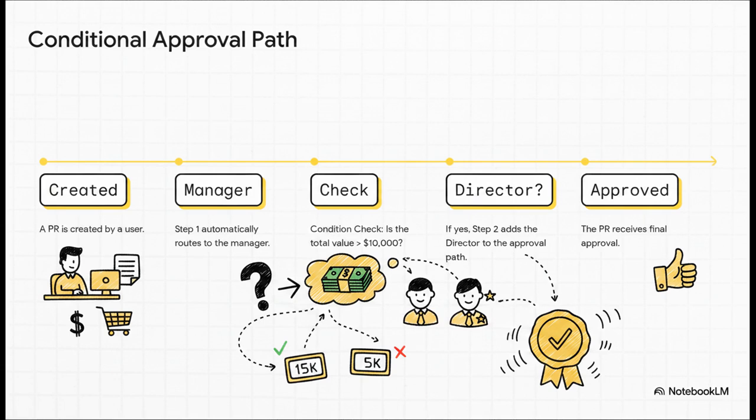The system checks this condition. If the PR is, say, $5,000, this step just gets skipped, and after the manager approves it, it's done. But if the PR is for $15,000, that condition is met, and boom, the director is dynamically added to the approval path. This perfectly shows the flexibility in flexible workflow.